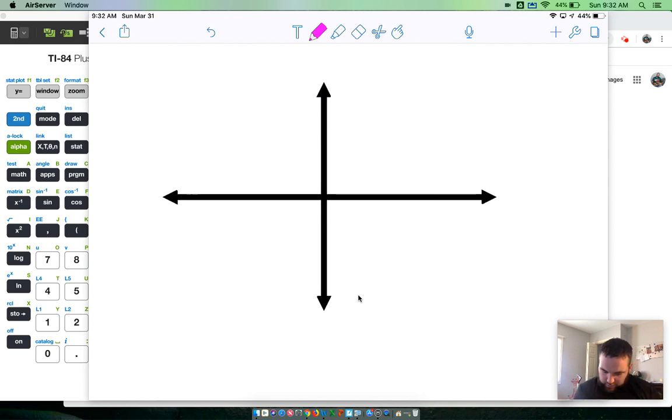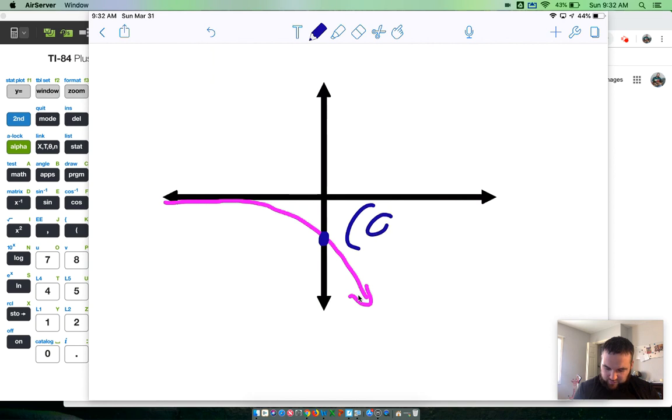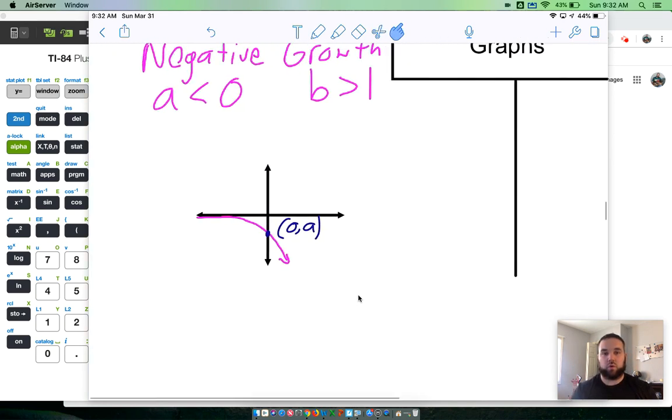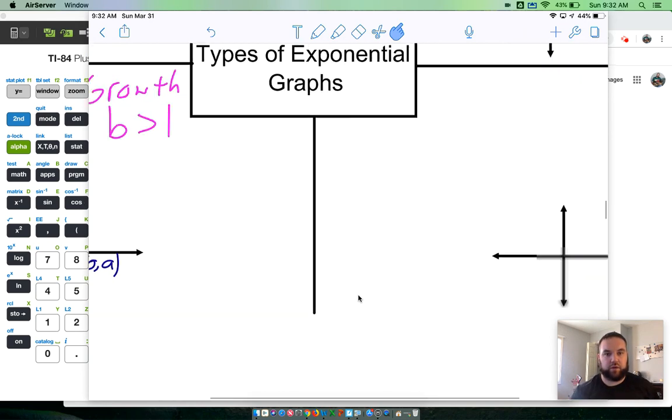So I'm starting at a negative value, so this is really poorly done on this end of it. It starts flat and then kind of grows away from 0. Again, stressing this is 0, a. So you should always know one coordinate on one of these functions, even without typing it in the calculator.